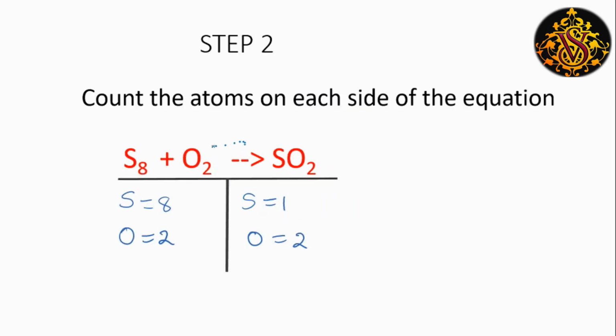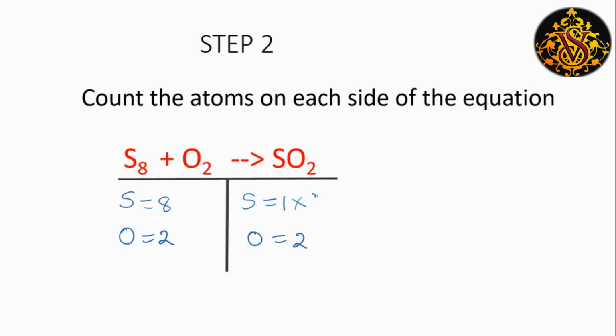Step 2. We are going to balance the equations. Count the atoms on each side of the equation, and we have written S equal to 8. Sulfur we have 8. Oxygen we have 2. And here, as we don't have any number over here, sulfur has been written as 1 and oxygen 2. And you see here, we have 8 sulfur on the left hand side, and the right hand side we have only 1.